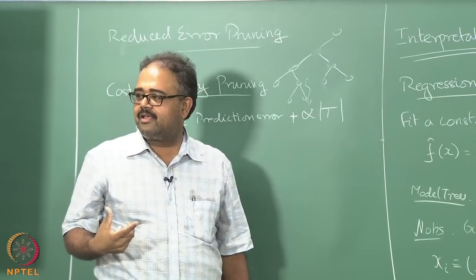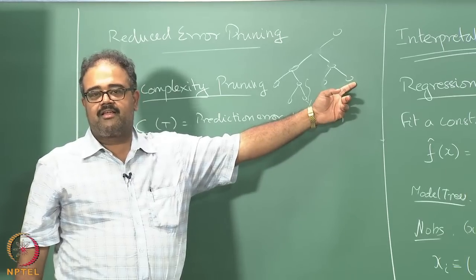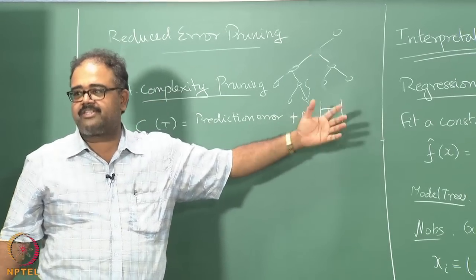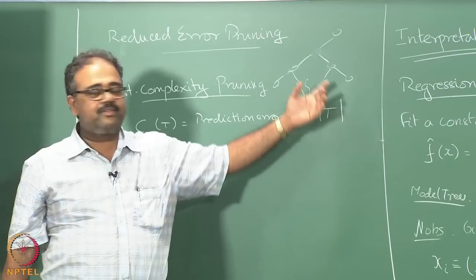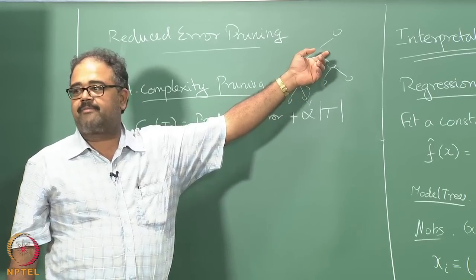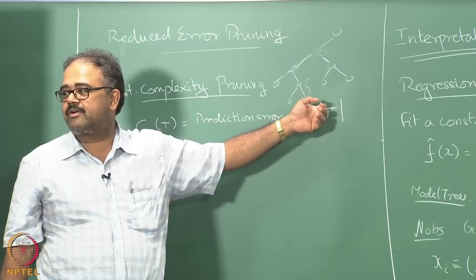small, right? But then I might not have gotten rid of enough nodes, right? If I get rid of this whole thing, I get rid of a lot of regions. The complexity of my tree comes down significantly. So even if I am making a slightly higher prediction error, I might be willing to accept that, because I have reduced the size by such a significant amount, right?